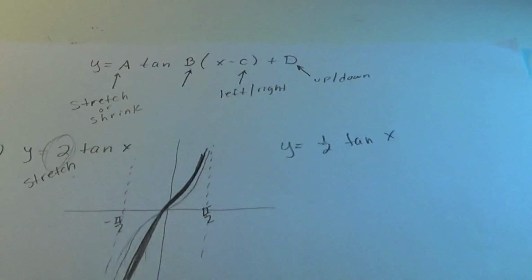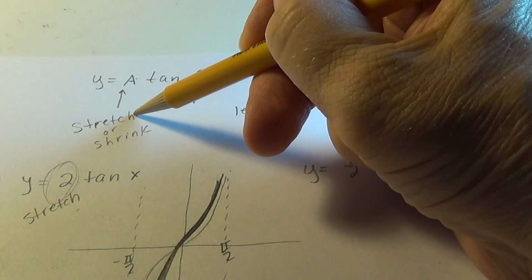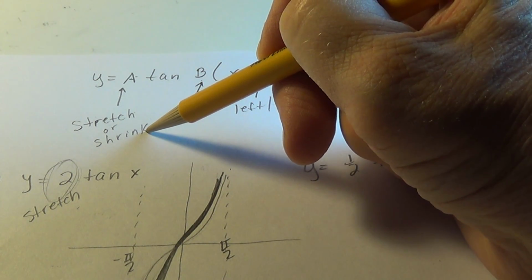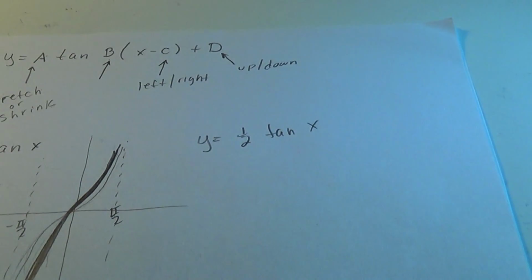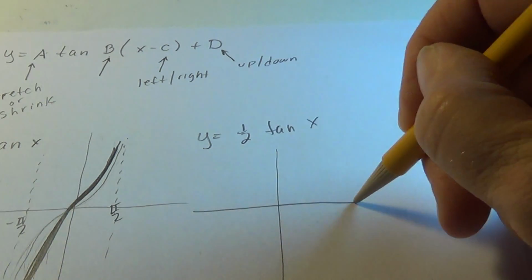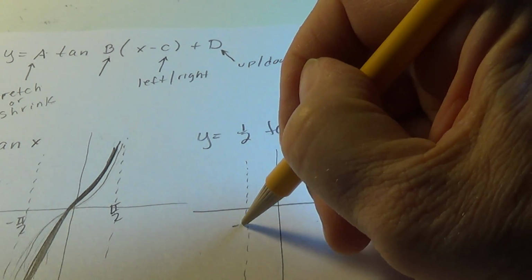This is still in that position of letter A, and if it's a whole number, you're going to stretch. But if it's a half or a fraction like that, a proper fraction, it's going to be a shrink. So let me show you what a shrink looks like. We're going to the shrink.